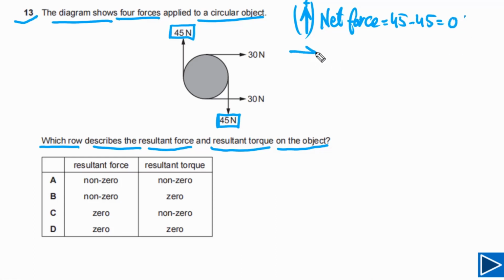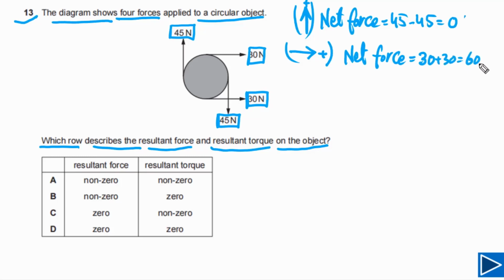Now we will look at forces along horizontal, and we will take to the right as positive. So if we look at forces along horizontal, again we will write down net force. You can see these 2 forces are acting to the right, and we have taken to the right as positive. So the sum of these forces is equal to 60 newtons. So it means resultant force is not equal to 0. So the answer will be A. Our answer will be B.